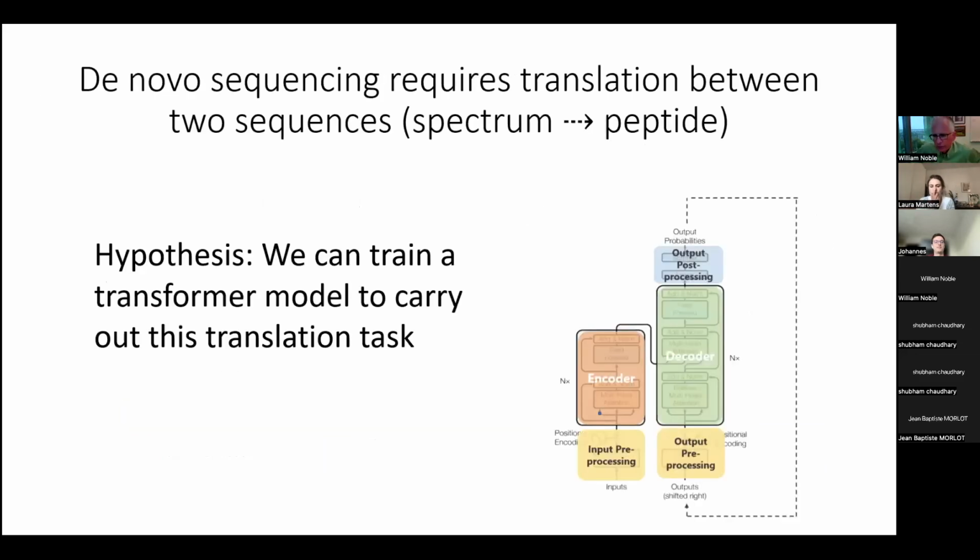So we decided to think of this, instead of as a vector representation, as a translation task. I said a spectrum is really a bag of peaks, but if you order those peaks by their MZ, then you can think of it as an ordered series of peaks. And of course, a peptide is an ordered series of amino acids. There are all these models from NLP, natural language processing, for doing translation between sequences, and the state of the art these days seems to be to use transformer models. So we thought maybe we can use a transformer model to carry out this translation task.